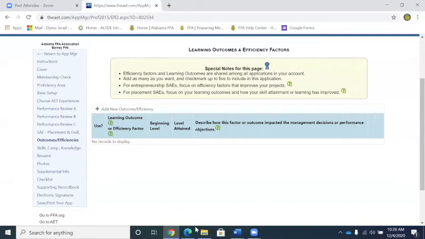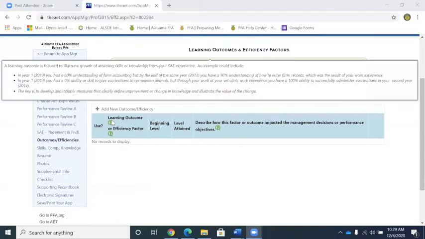And the first thing you do when you look at outcomes and efficiencies and you are a placement application, you want to base most of your stuff on outcomes because your skills that you're learning are the outcomes that are going into this. So hover over that question mark first, and it's going to show you some things.